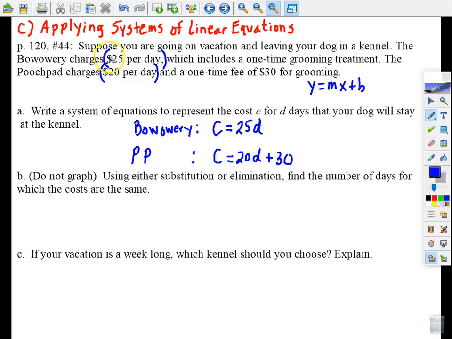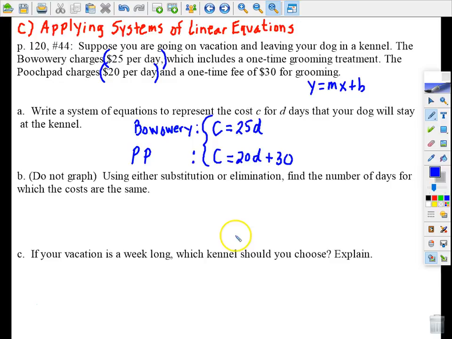So hopefully you're getting used to seeing slope being described in this way, a certain number, and then it's a rate. In this case, it's the rate of a certain dollar amount per day, constant rate of change. So this is my system.